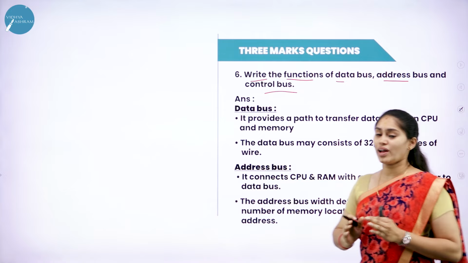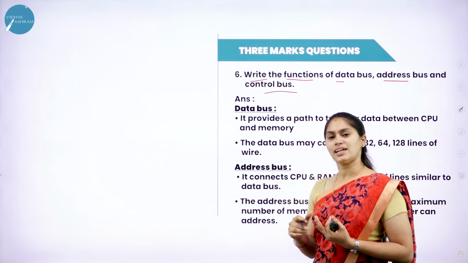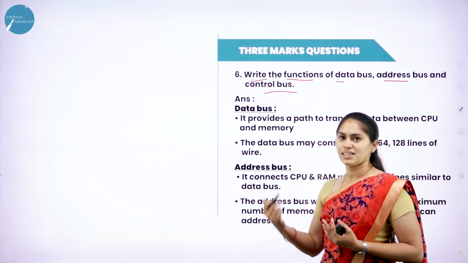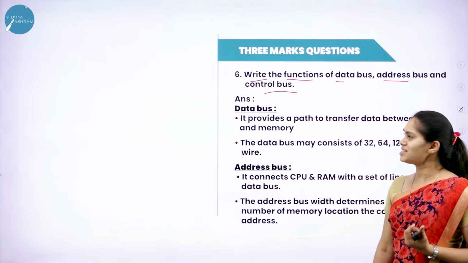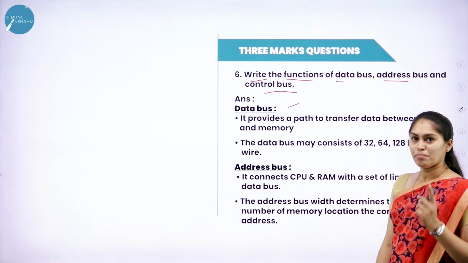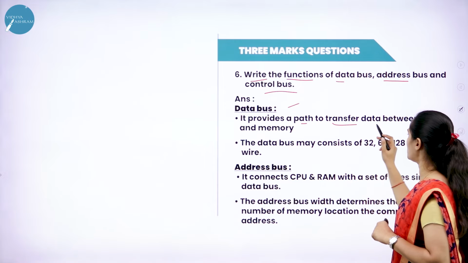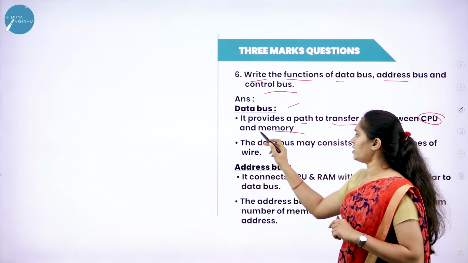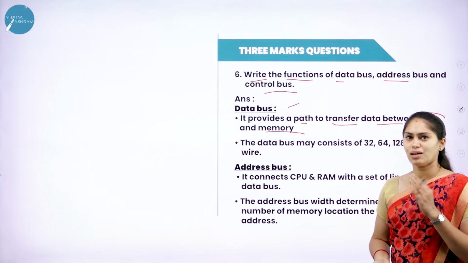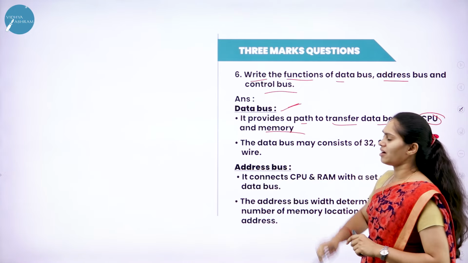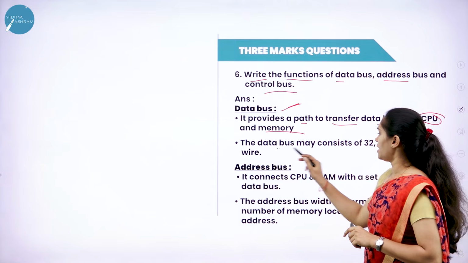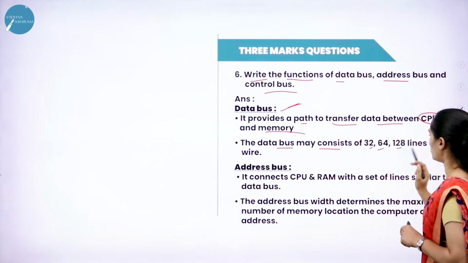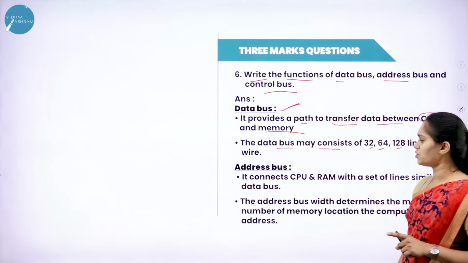Totally, the bus concept is very important for 3 marks. That can be completely asked for 3 marks, or these kinds of questions may arise. What is the use of having this data bus? Mainly, it provides a path to transfer the data between the CPU and the memory. If I want to transfer any data between CPU and memory, I must have this data bus. It may consist of 32, 64 or 128 lines of wires.